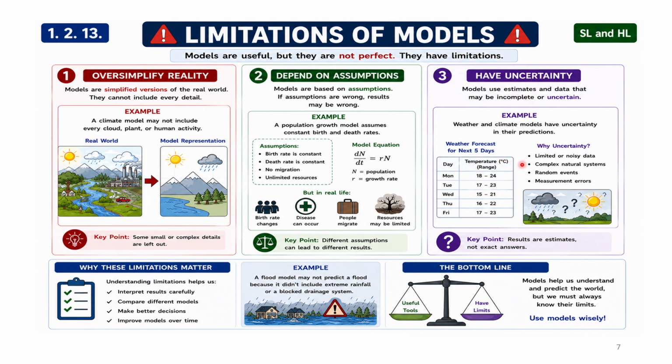Understanding these limitations helps us interpret model results critically, compare alternative models, and improve decision-making. For example, a flood model may fail to predict flooding if it does not account for extreme rainfall or blocked drainage systems. The key takeaway is that models are powerful but imperfect tools and they should be used wisely, with an awareness of their assumptions, uncertainties, and limitations.